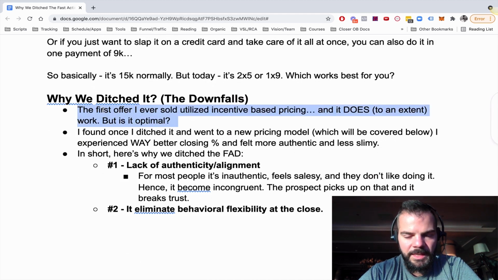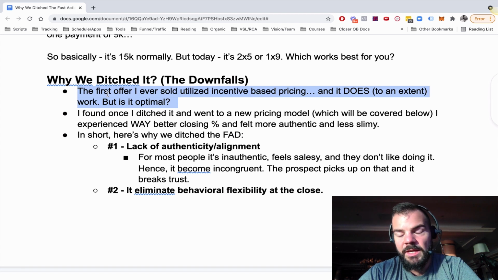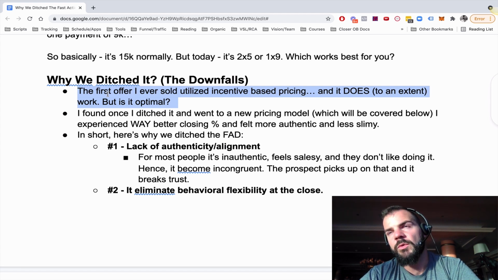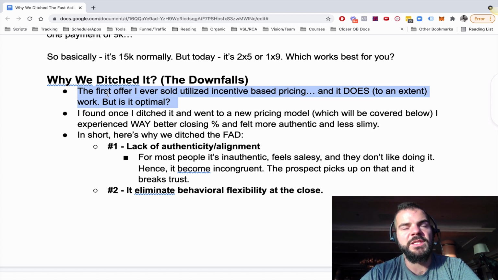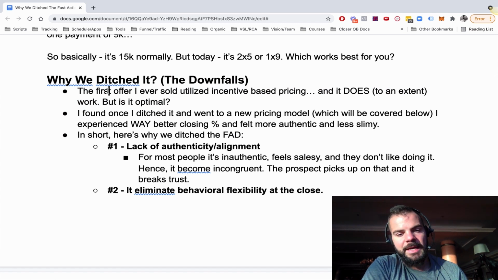Like I just said, the first offer I ever sold utilized this type of pricing. And this was also an offer where the managers and the company, all good people, had no flexibility on the sales process whatsoever. So they were not going to get rid of this. And look, it did to an extent work. I mean, there were some super fear-driven prospects that this did help get across the line, and I still closed a pretty good rate on this offer. But the question is, is it optimal?